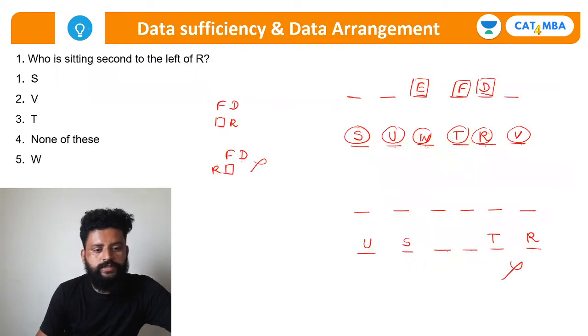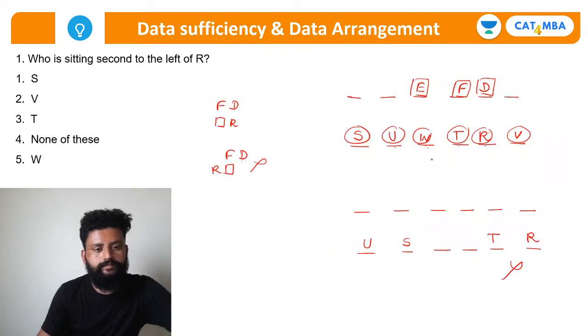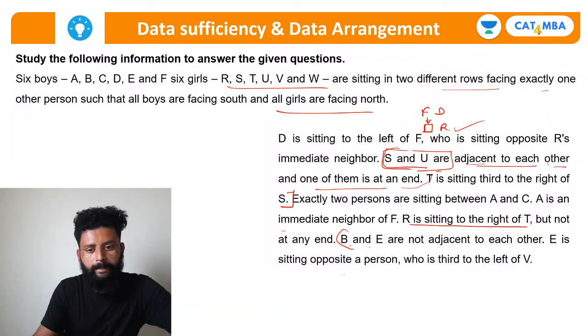Exactly 2 sit between A and C. So A is the neighbor. Exactly 2 sit between A and C. C must be here. After that, exactly 2 sit between A and C and immediate neighbor of F. So there is something wrong here. So that's why it is getting it wrong.